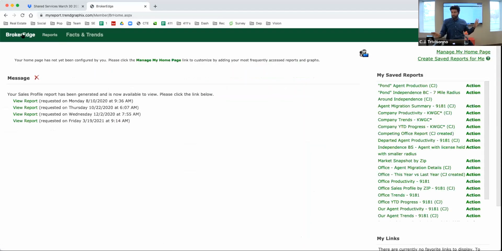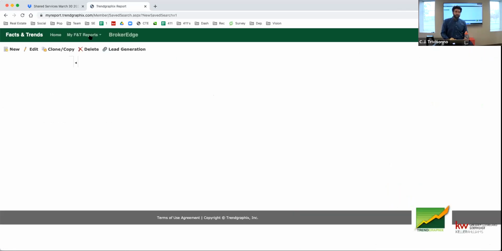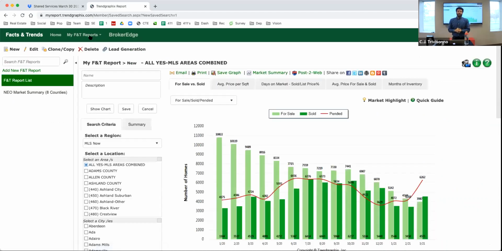So back to the home screen. If you guys remember, this is where we log in. So we're kind of resetting our brains here. Back to the home screen, and then we want to look at data. So first, I'm going to show you guys a default market report that TrendGraphix puts out for us. And if you guys have been in the team meetings in the past, I've shown these once or twice, I think. So let me go back to the beginning.